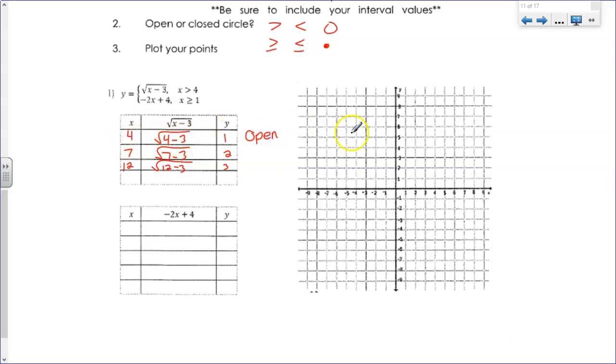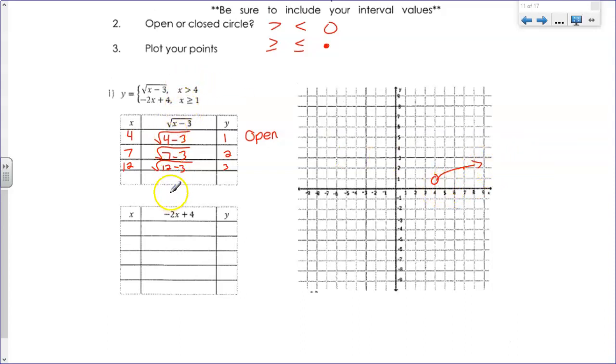So let's go over here and plot our points. At 4, 1, open circle. And then 7, 2 is just another value. And then it would just keep increasing. This is, if you remember, it kind of curves for square root functions. So that's going to be how that works there.